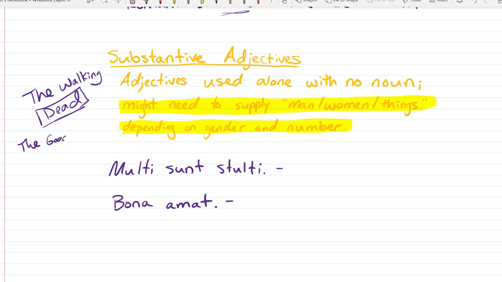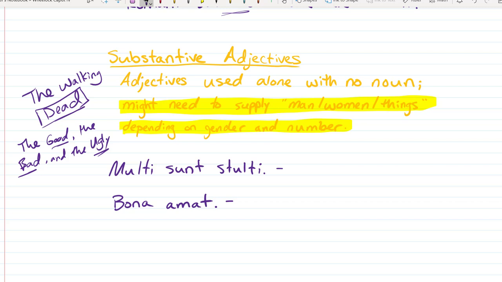The good, the bad, and the ugly. Okay? Again, good, bad, ugly. All of those are adjectives, but they're standing in place of something like the good people, the good men, the bad men, the ugly men. And realistically, you might need to supply in English something like man, woman, or things, just depending on the gender and number. Obviously, if it's masculine, you want to say man or men. Feminine, probably woman or women. And if it's neuter, use thing or things.